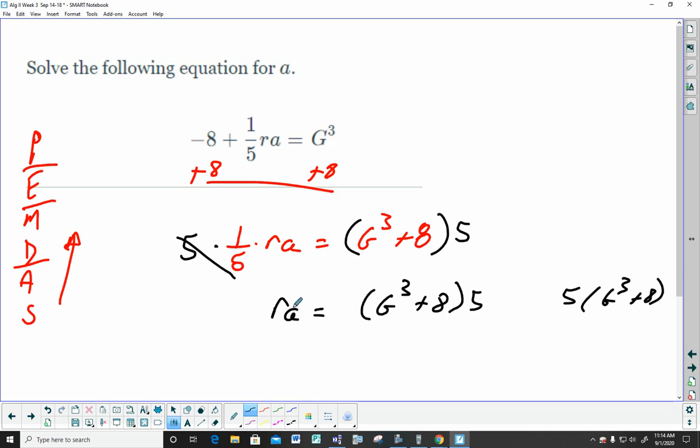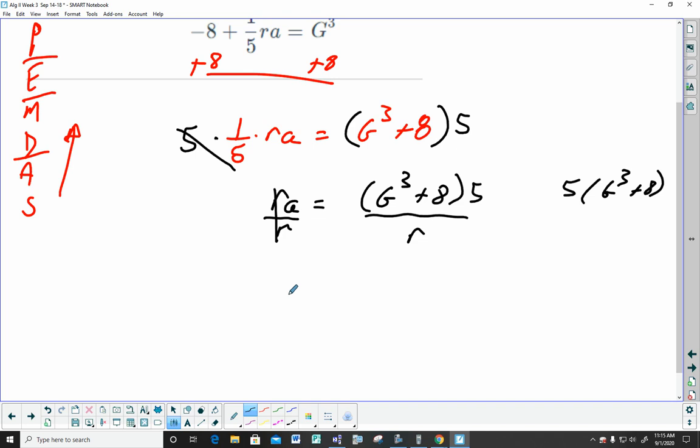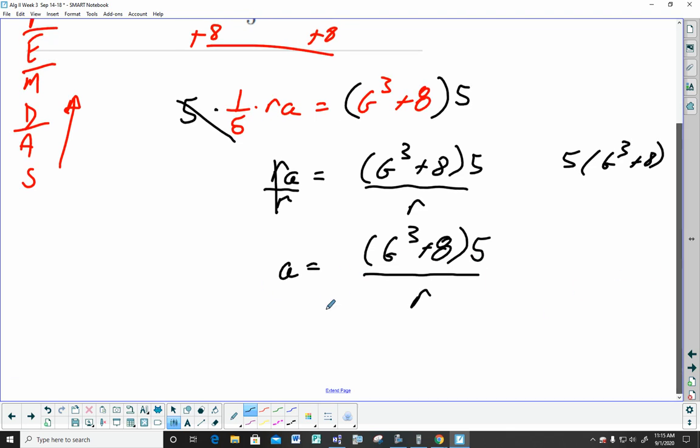Okay. I want to solve for A, so I need to divide by R, because it's held by multiplication. So your final answer is A is equal to, parenthesis, if I had just left it here, G cubed plus 8 times 5, or parenthesis, just the 5, over R. When you go to type this in to Delta Math, you can type it just as you see it.